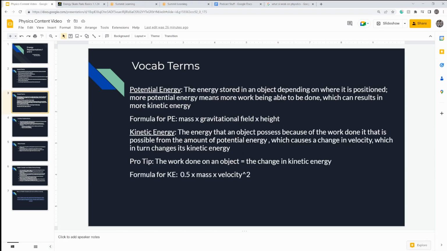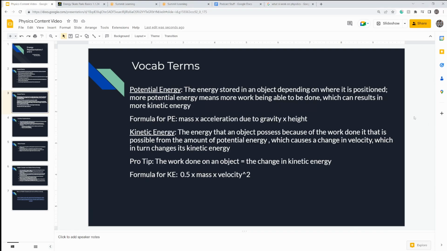All right. So potential energy is the energy stored in an object depending on where it's positioned. More potential energy in the object means more work being able to be done on the object, which results in more kinetic energy. Let's say you have a box on a ramp that's really high. The higher it is, the more potential energy it has, because when someone pushes it down the ramp, if it's higher, that means it's going to have more speed, which means it's going to go faster. It's going to have more kinetic energy because you have more potential energy to transfer into work.